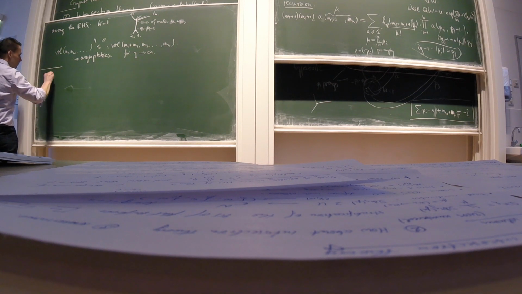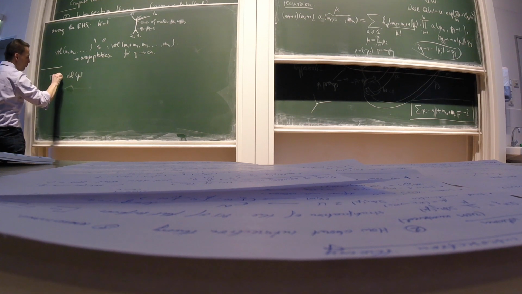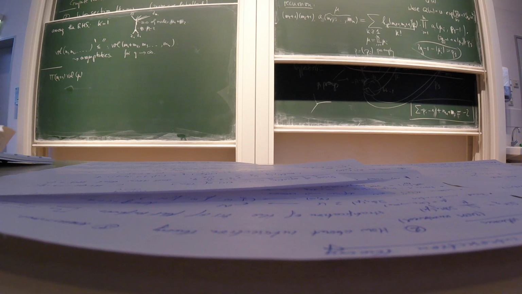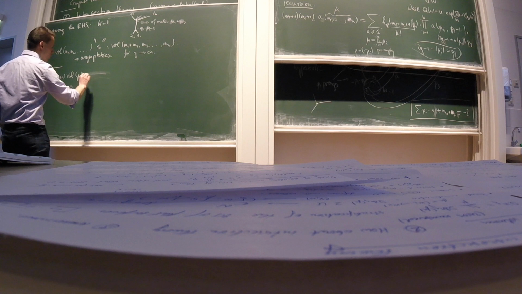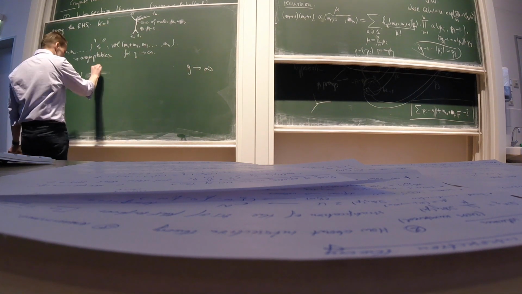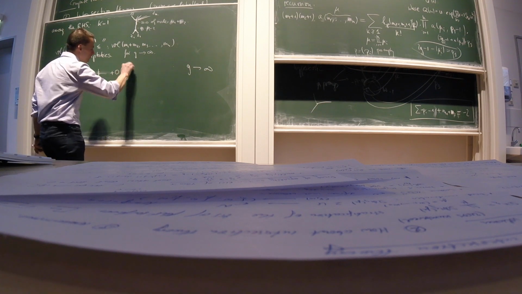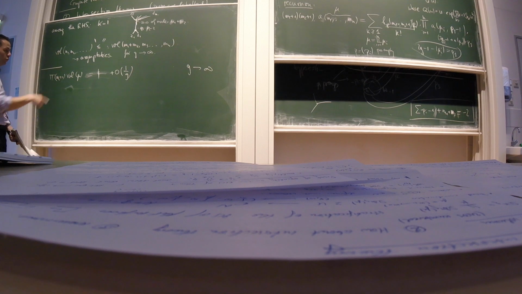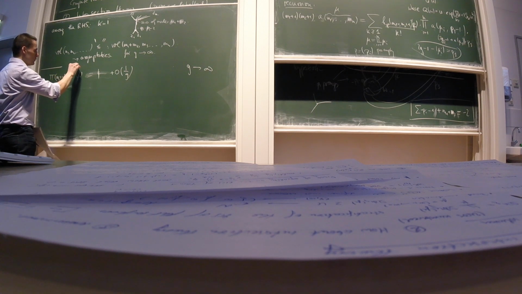Namely, for example, if I take the volume of the stratum U and multiply it by the m_i plus 1s, that's the only thing that I need to normalize. Then for g going to infinity, this tends to 4 plus O of 1 over g, uniformly for all mu, which are partitions of 2g minus 2.